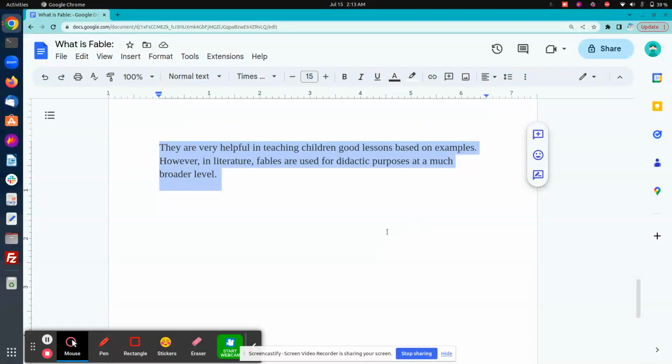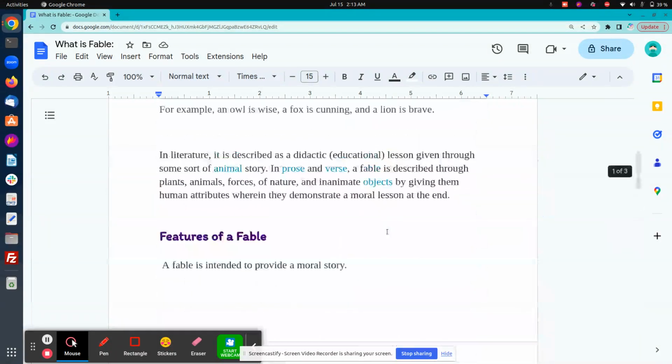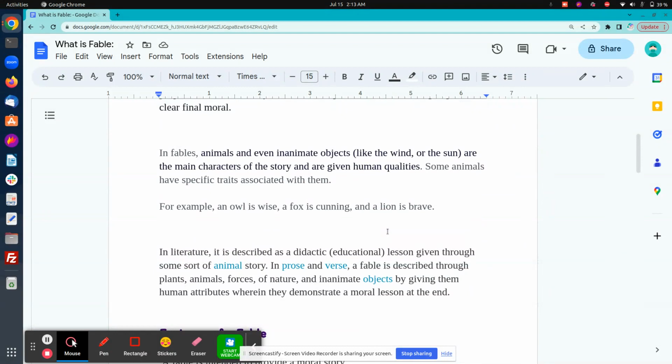So I hope everything is clear to you. I'm going to search for another example from the literature of the fable to make things more understandable for you.